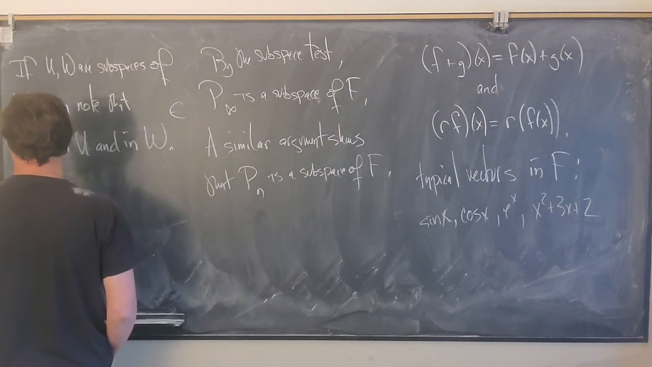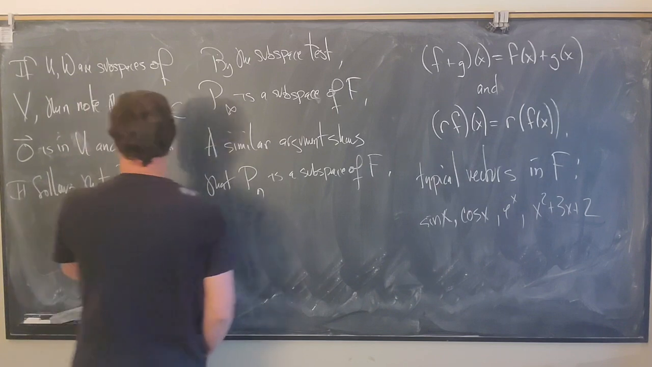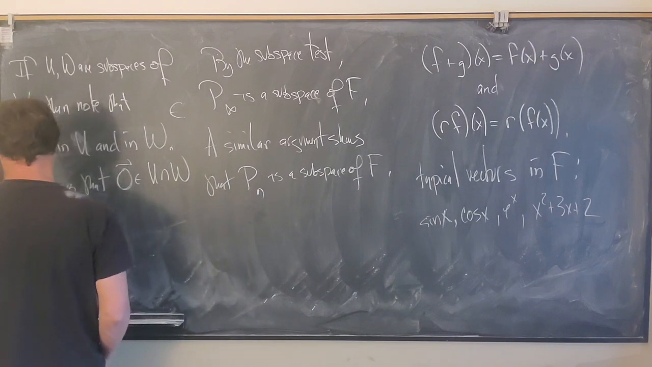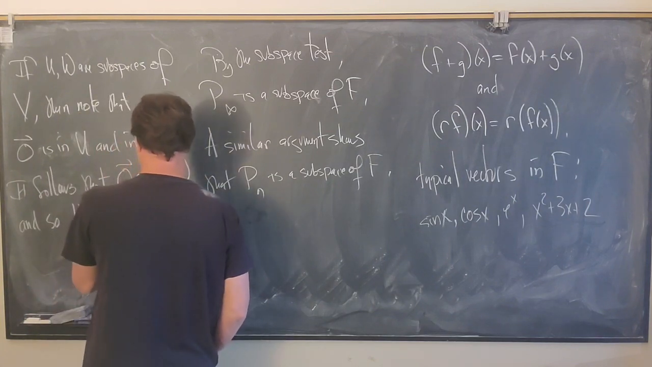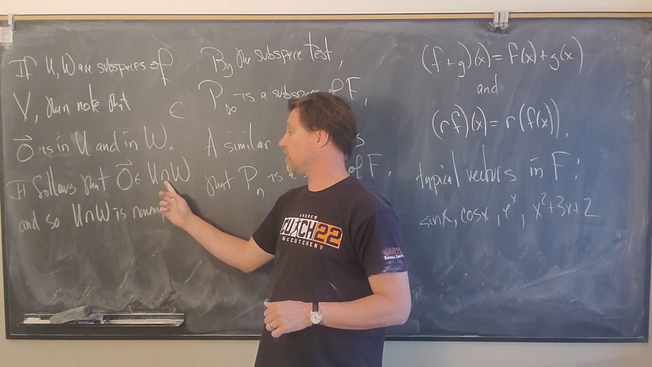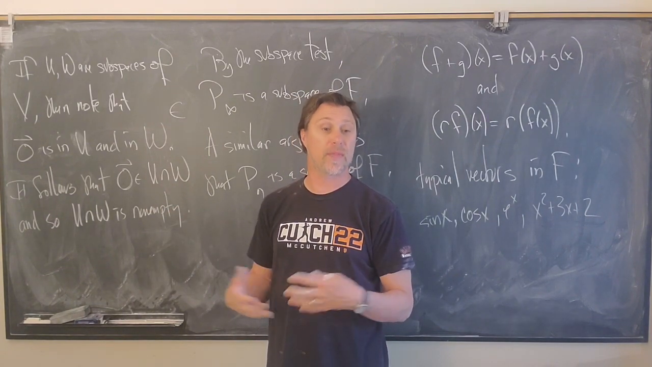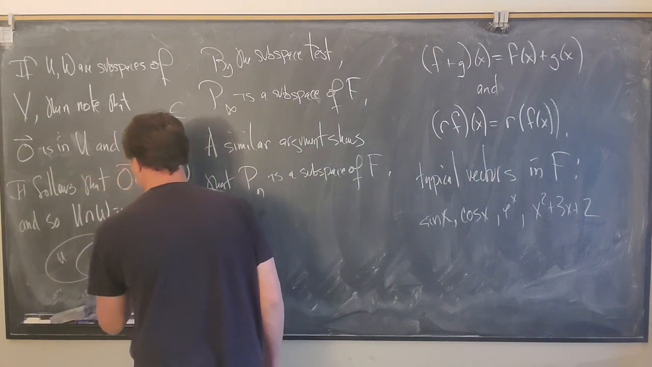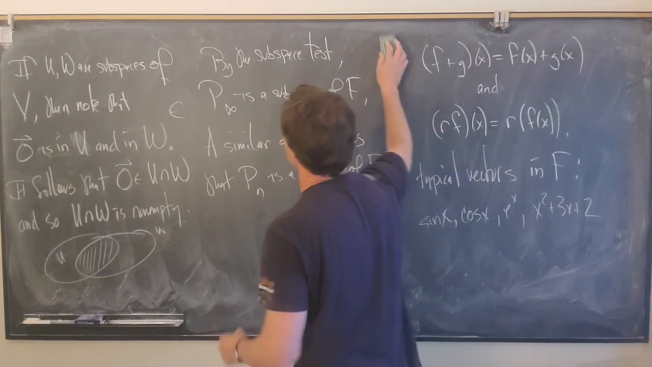So it follows that 0 is in U intersect W, and so U intersect W is non-empty. Now, I hope you've seen this symbol before. This intersection is the set of all elements that are in common, that lie in the overlap. So the picture, if I've got U here and I've got W here, this shaded region right here, that's the intersection. It's the overlap.